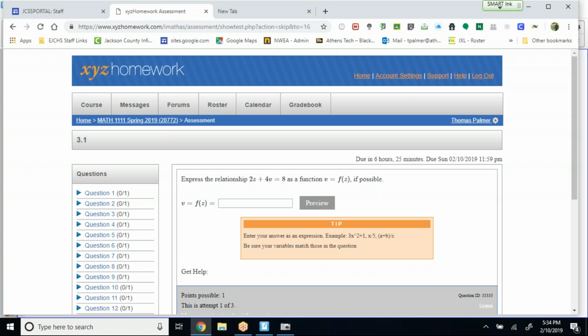Express relationship 2z plus 4v equals 8 as a function. V equals. So you just solve in terms of v. That should be the only thing you have to do.